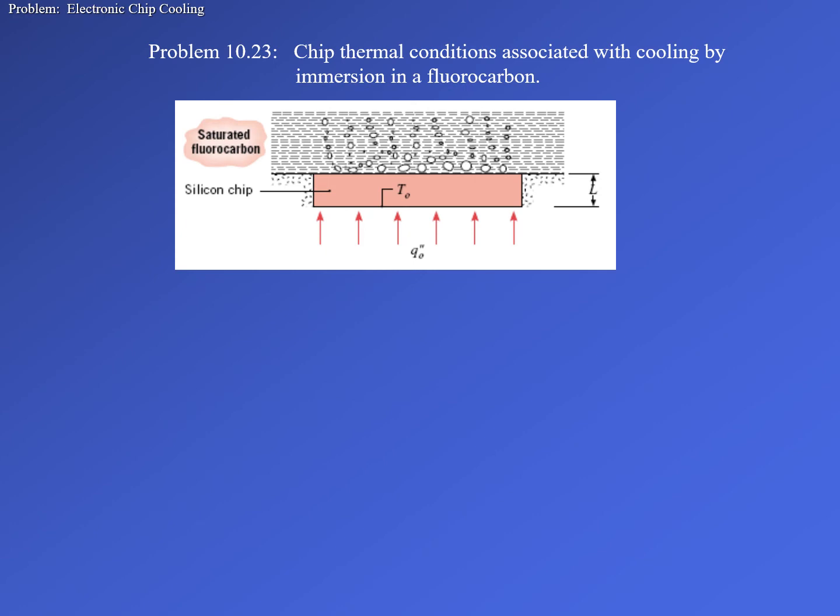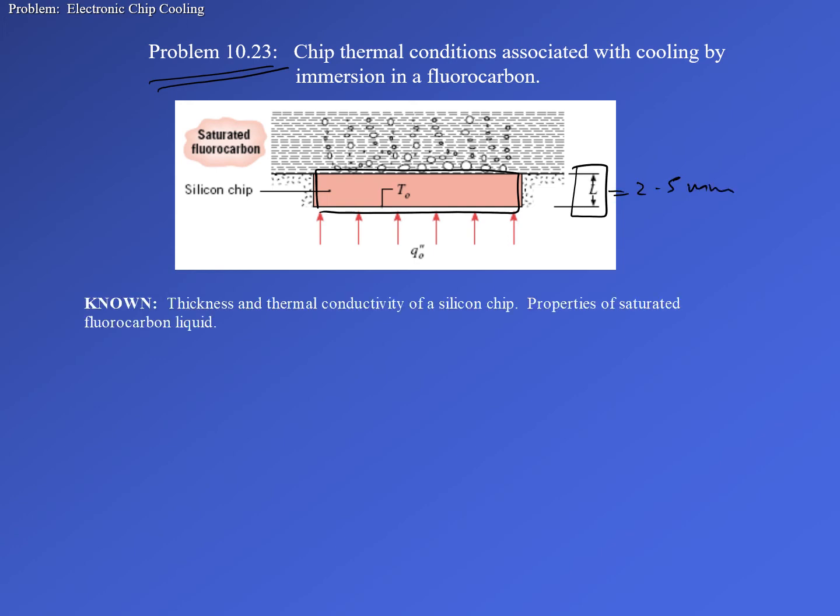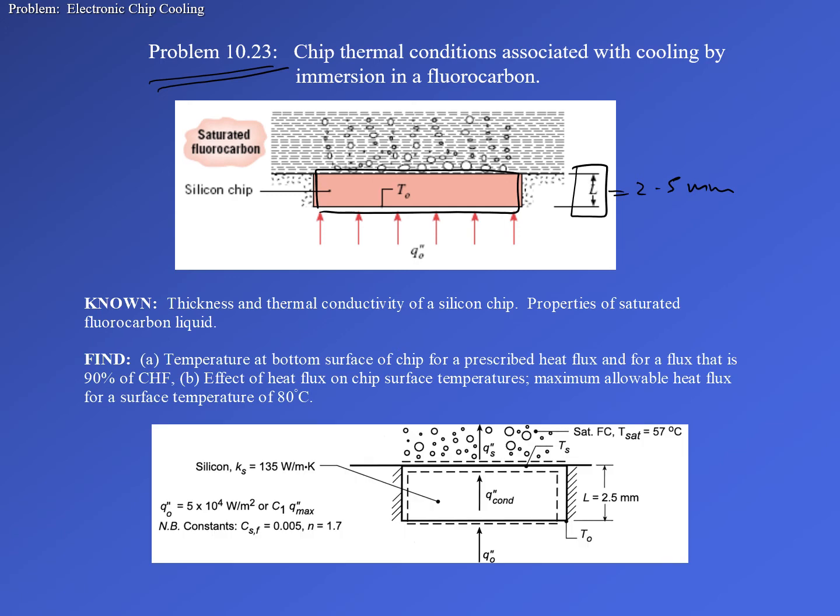So let us solve a problem. This is a problem from the book, problem number 10.23 from the textbook. In this case, you have semiconductor cooling performed using the boiling heat transfer that we have discussed. You have a silicon chip, and the chip has a thickness L of 2.5 millimeters, and the thermal conductivity of the chip is also given, which is 135 watts per meter Kelvin.